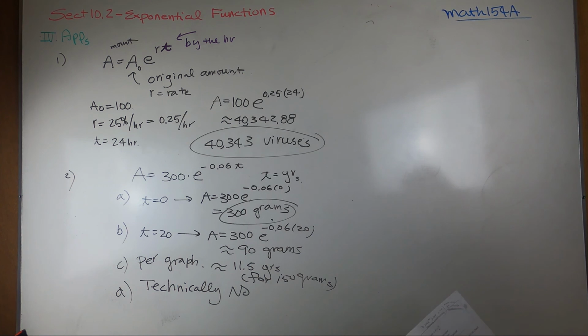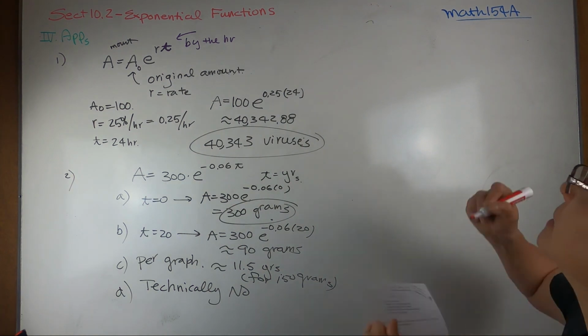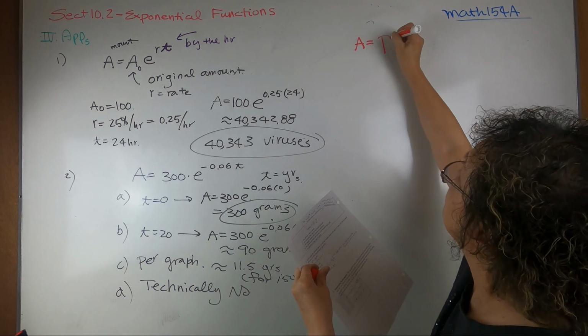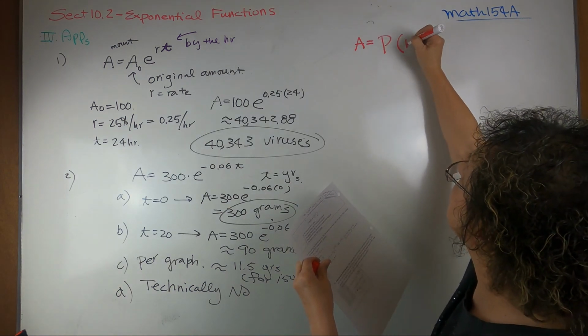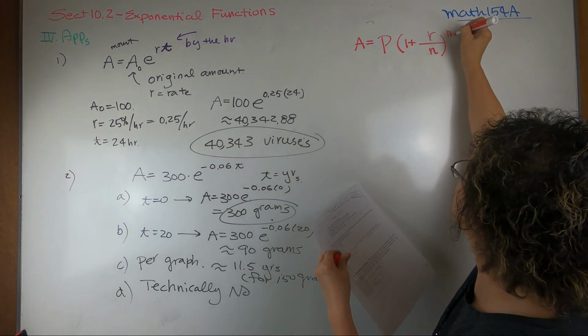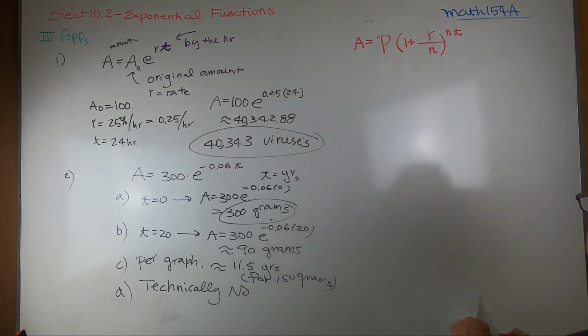Let's look at the next page, page 33. There is a new formula for you, okay? Here it says amount equals P times (1 plus R over N) to the NT. This is the formula for periodic compounding, okay?